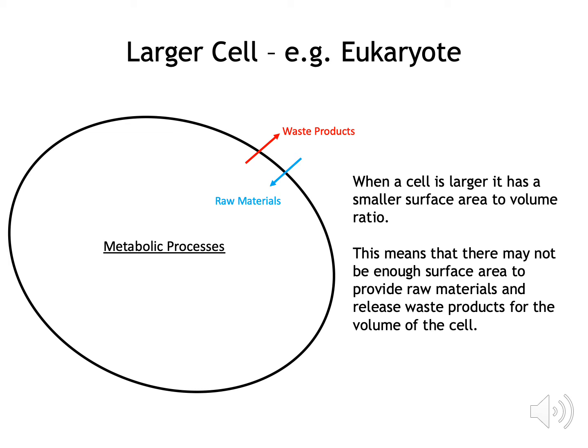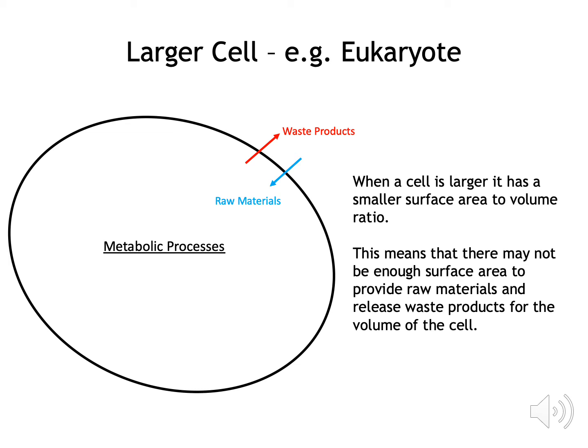When a cell is larger, like in eukaryotes, it has a larger volume, which makes sense. The surface area also gets bigger, but importantly, not by that much. This means that when you compare the surface area, which again is the area the plasma membrane is taking up, to the volume, it actually has a smaller surface area to volume ratio. So if you've got a large cell, it's got a small surface area to volume ratio, so it's the opposite.